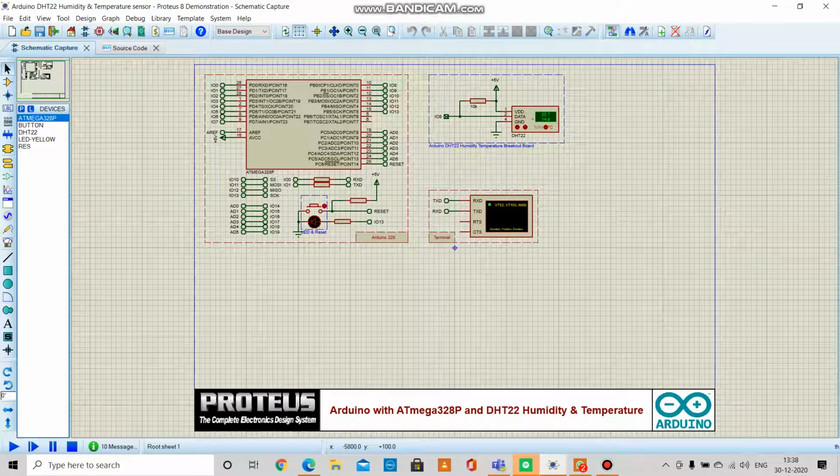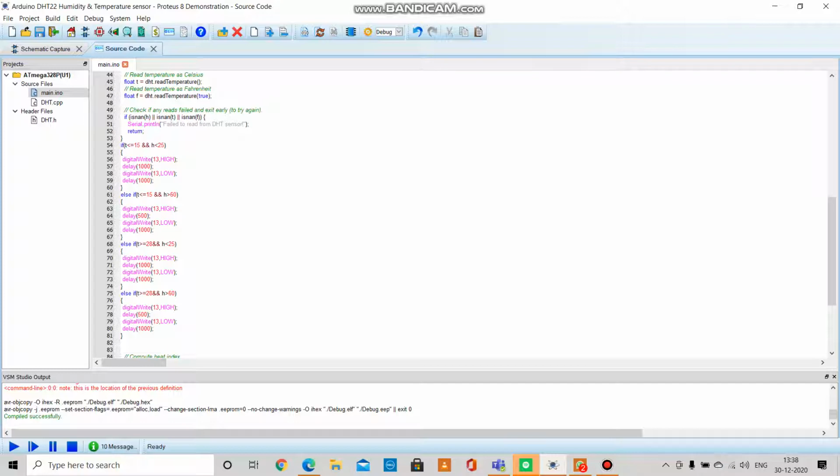This is our third assignment of the DIY project. The first one includes a humidity and temperature sensor. This is the schematic diagram of the sensor, and now we have to go to the source code. This is the source code which I have written based on the given conditions.